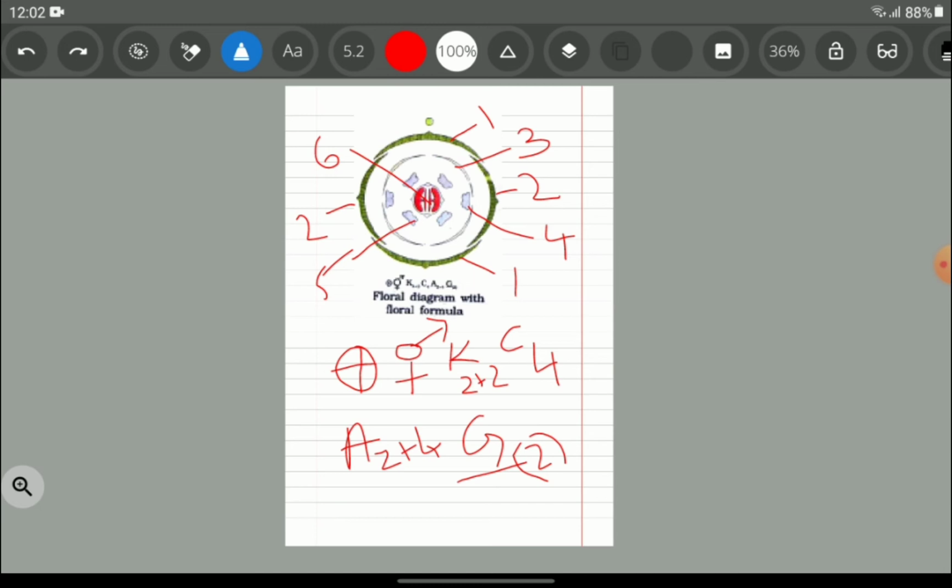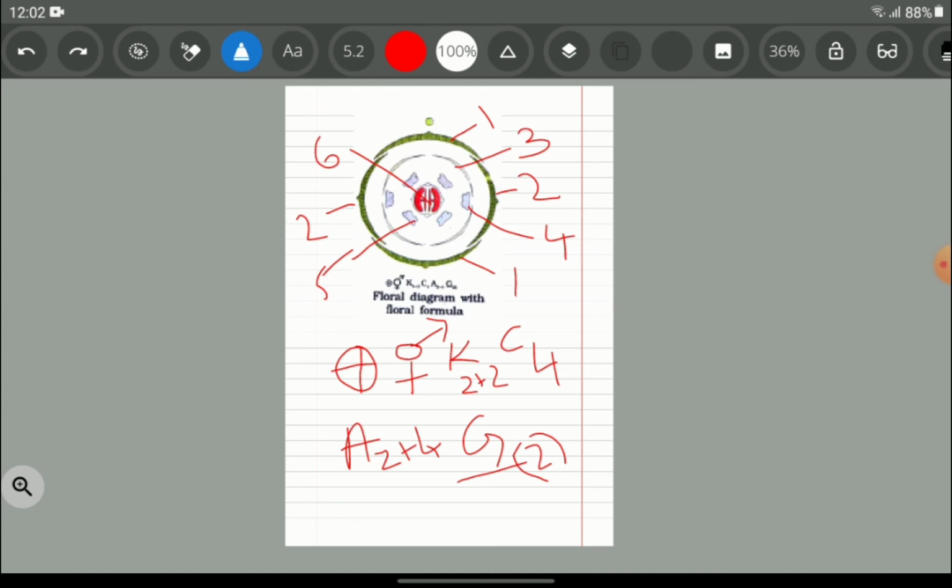Then comes the androecium, that is 2 plus 4. 2 are in one circle and the other 4 are in another circle. Okay, 2 plus 2 and 2 plus 4. Are you getting it? The 2 are in the outermost circle and the 4 are in the innermost circle. Then comes the gynoecium, the G, it is underlined, that means the ovary is superior. Then it is fused. There are 2 ovaries and they are fused. Are you getting it?